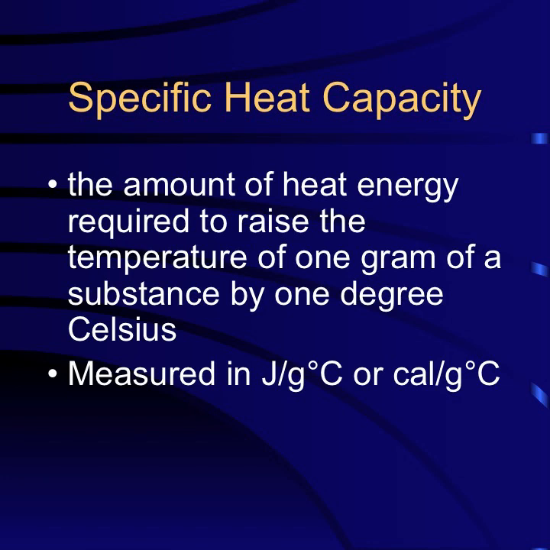I gave you the definition of a calorie previously as the amount of heat required to raise 1 gram of water 1 degree Celsius. Well, what that means is that the specific heat capacity of water is 1 calorie per gram degree Celsius, or 4.18 joules per gram degree Celsius. You really need to commit that one to memory. You're going to be using it quite a lot in the problems that you work out. So again, the specific heat capacity of water is 4.18 joules per gram degree Celsius, or 1 calorie per gram degree Celsius.